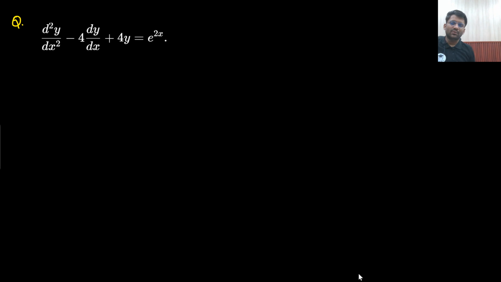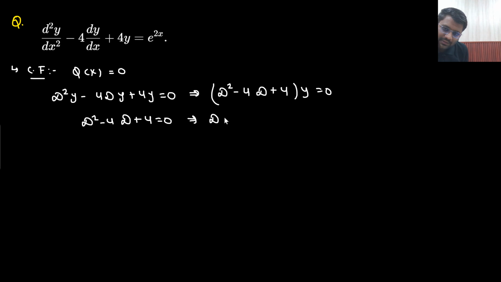Same kind of example, let's solve this question. What we need to do? We need to find out CF and PI. So let's find out CF first. For finding the CF, I will put Q of x equals 0. So what will I get? My characteristic equation will be d square y minus 4dy plus 4y equals 0. So I can see that it is (d square minus 4d plus 4) multiplied with y equals 0. So my characteristic equation is d square minus 4d plus 4 equals 0. That means the root I am getting is d equals 2, 2. So these are the roots I am getting.